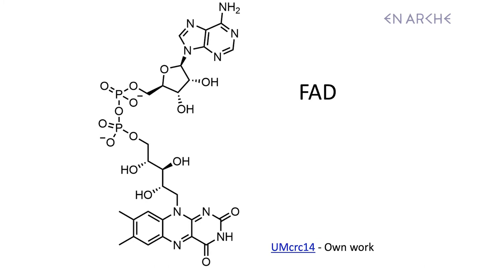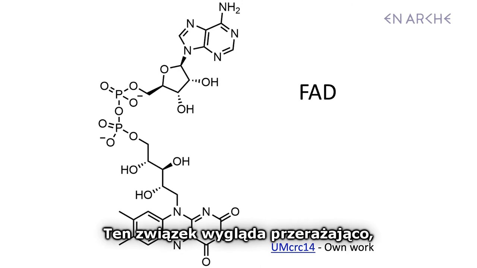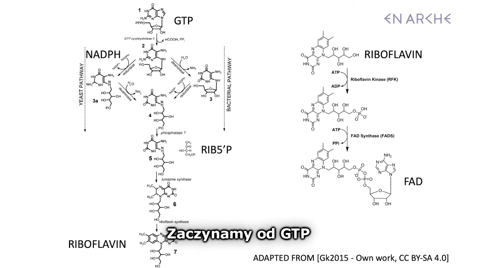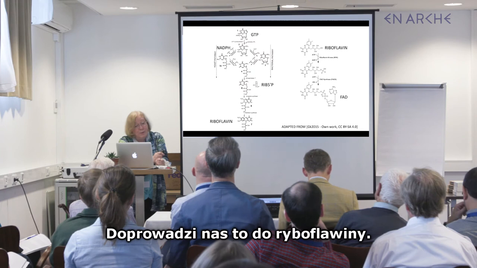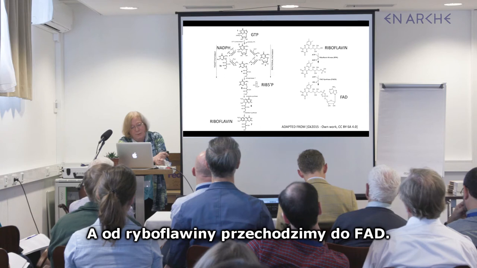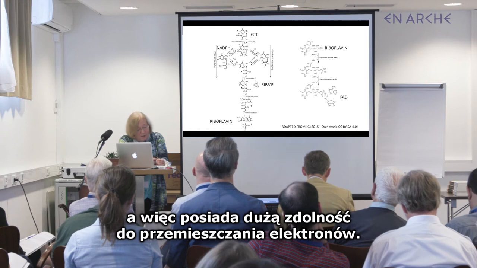And it's a really scary looking compound, and it's got a really scary biosynthesis. You start with GTP, and you have to use NADPH, and you have to bring in ribulose 5' phosphate, and that just gets you to riboflavin. We don't actually have to do all that business. We just take a vitamin, and then riboflavin takes you to FAD. It's got a lot of reactive centers, and so it can really, really move electrons around.